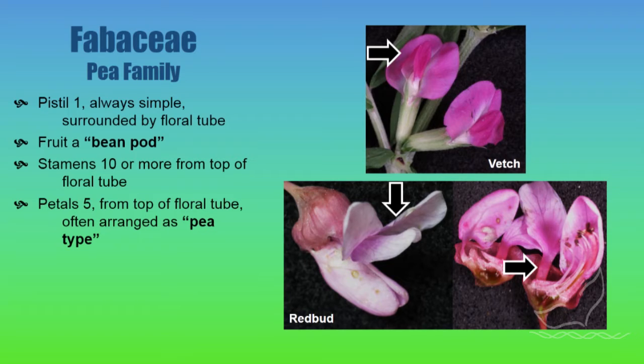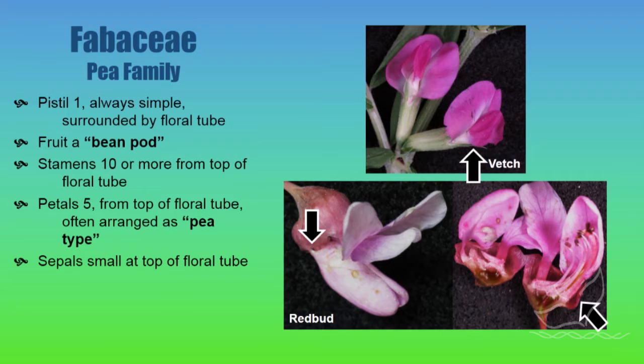So if you see a pea flower, again, you know it's in the pea family. The sepals are small and from the top of the floral tube. In some cases, the sepals will actually be fused a bit above where they come off the floral tube, as you see in the red bud.